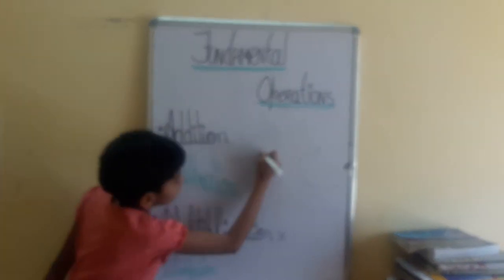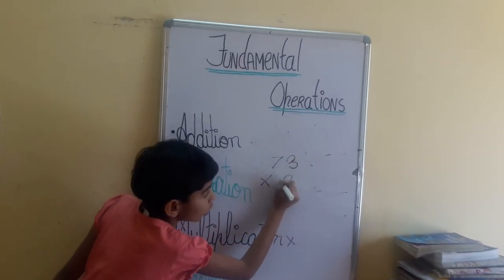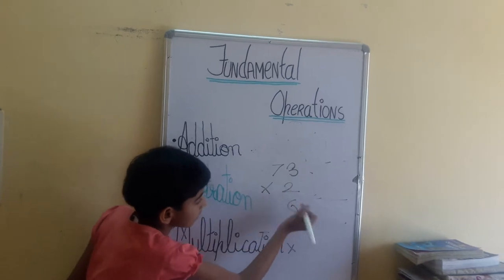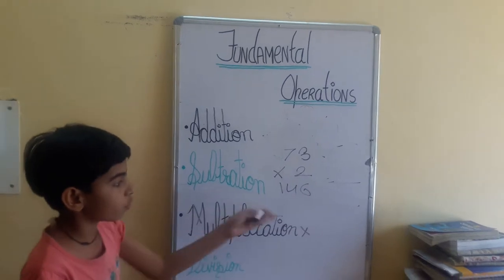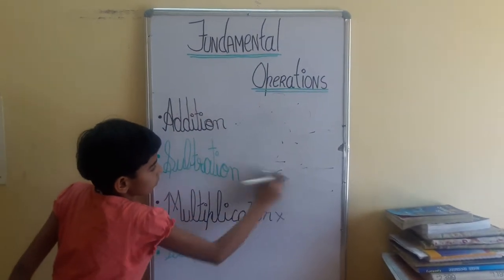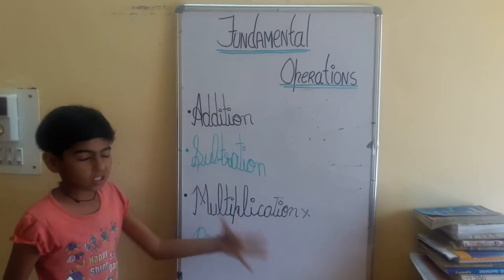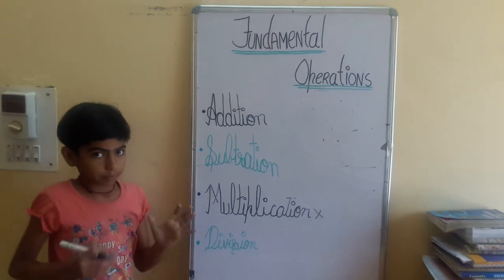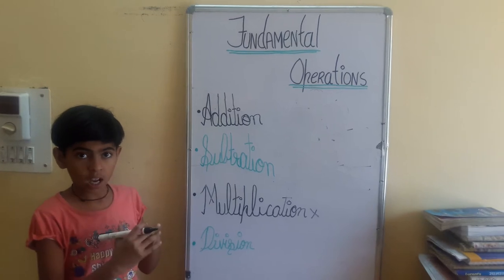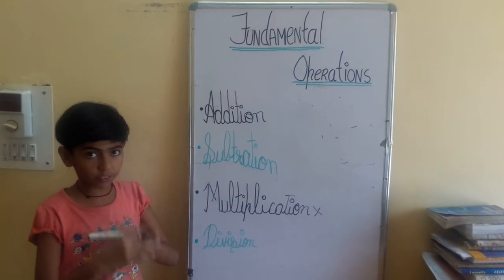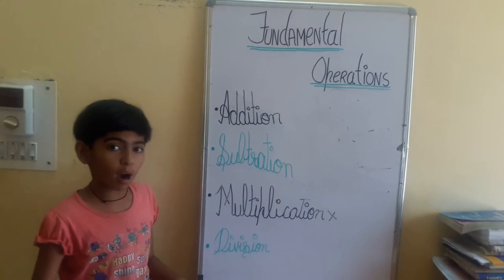Example is 73 multiplied by 2. 2 threes are 6 and 2 sevens are 14. So the answer is 146. The word problem of multiplication is just like a box contains 56 balloons in it. One box contains 56 balloons. How many will 32 boxes contain?